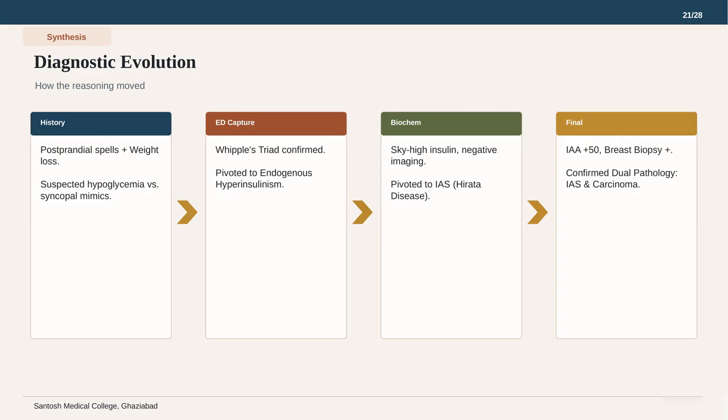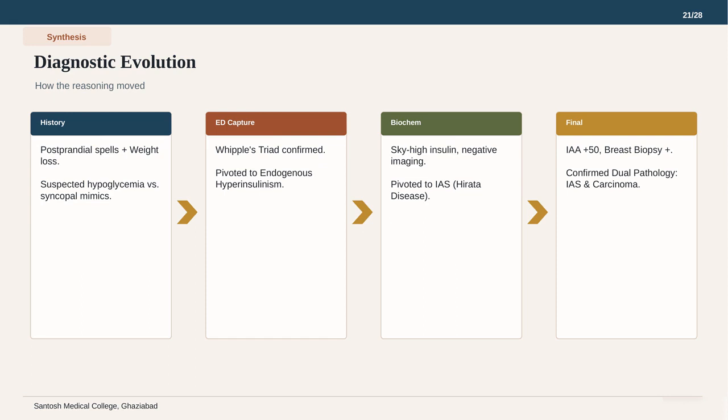Looking at the 4 sequential boxes connected by arrows on this slide, you can clearly trace the evolution of our diagnostic reasoning. We started on the far left with a history of postprandial spells and weight loss, initially suspecting simple syncope. Moving to the second box, the emergency department captured the event, confirming Whipple's triad and forcing a pivot to endogenous hyperinsulinism. The third box shows the turning point.